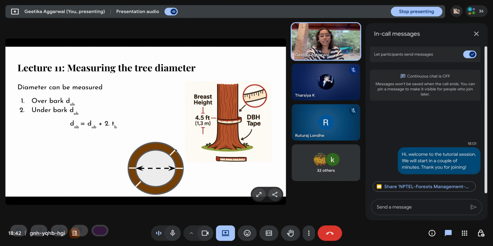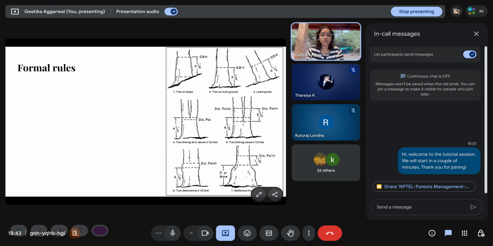If this small white line is the thickness of the bark, you'll have to add 2 times the thickness of the bark to the diameter under bark. I hope this is clear. It's very basic. Because the bark is added on both sides: if it's the radius, you add it on one side; if it's the diameter, you add twice of it. So that's how diameter over the bark is related to diameter under the bark. TB is the thickness of the bark.